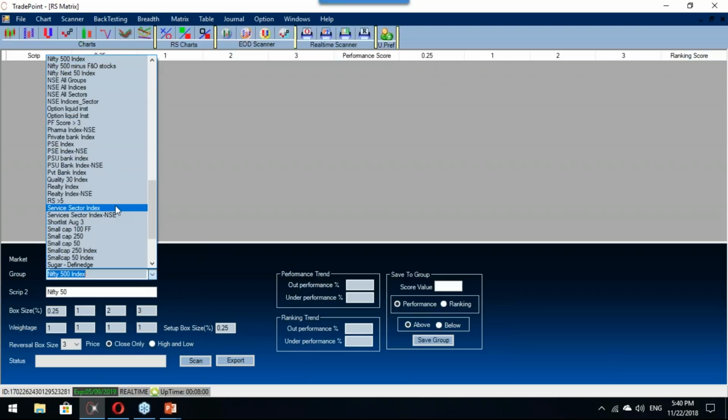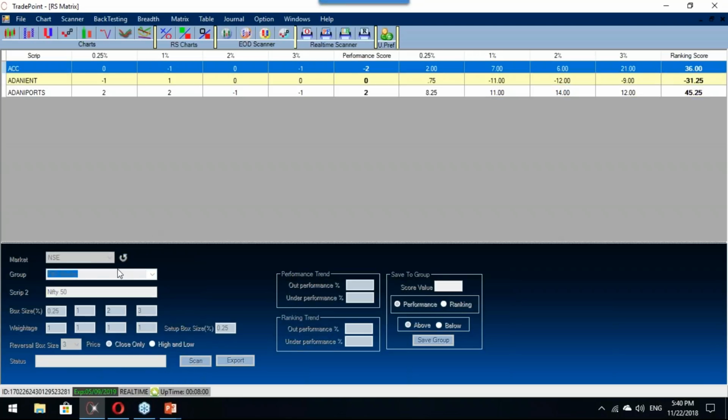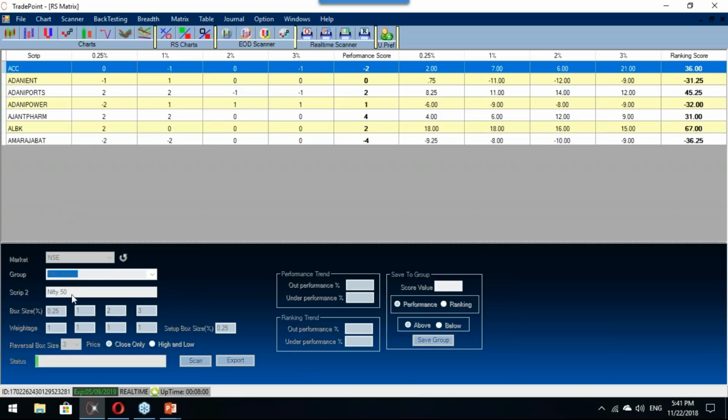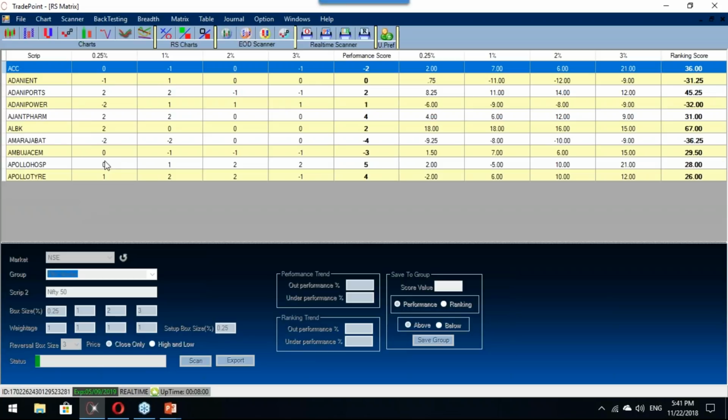Okay, instead of doing that, we can do something else. You can do the same thing with respect to Nifty 500. What I'm trying to achieve here is, I have chosen F&O stocks as a numerator and Nifty 50 as a denominator. So this is an RS matrix.